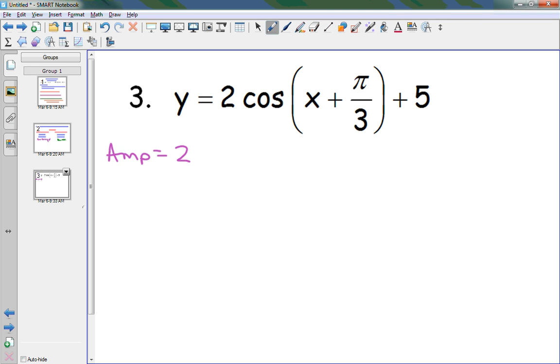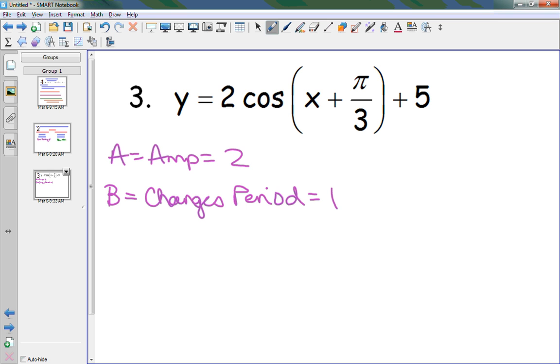Okay, now, what's my B value? And I do want to write this as A is equal to my amp, which is equal to 2. What's my B value, which changes my period? And that's the value attached to the x. Do we all understand that? What should this tell you then, folks? You should be very thankful that your B value is 1.